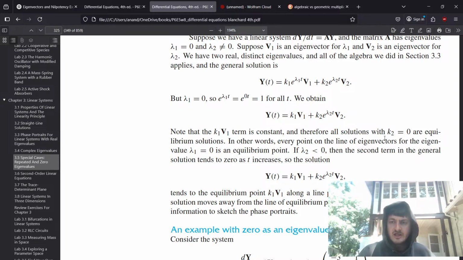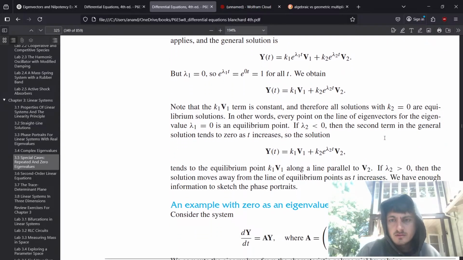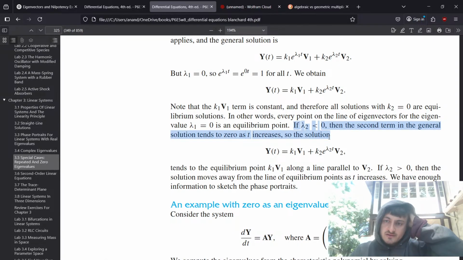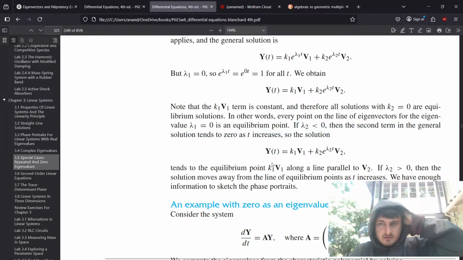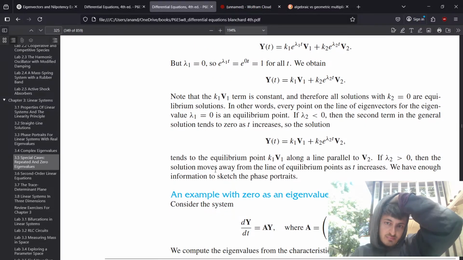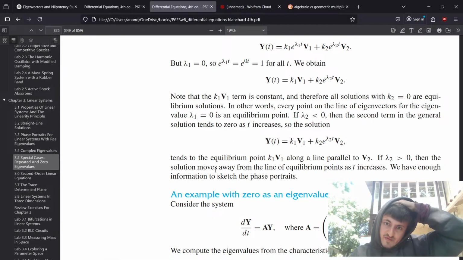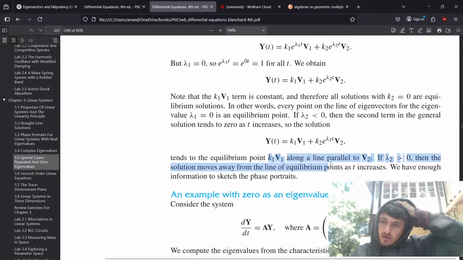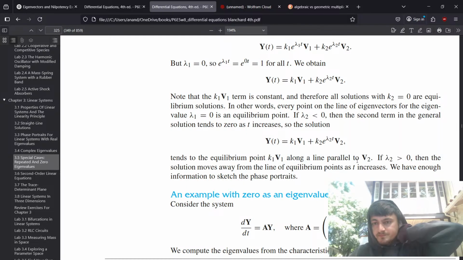You still need to find what that vector is, though. Okay, wait, hold on. If lambda 2 is less than 0, then the second term in the general solution tends to 0 as t increases. So it's going to tend to the equilibrium point k1 v1 along a line parallel to v2.